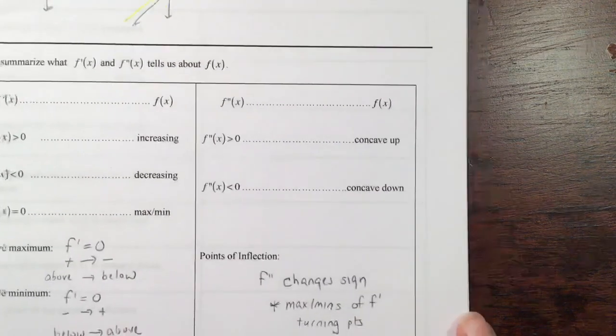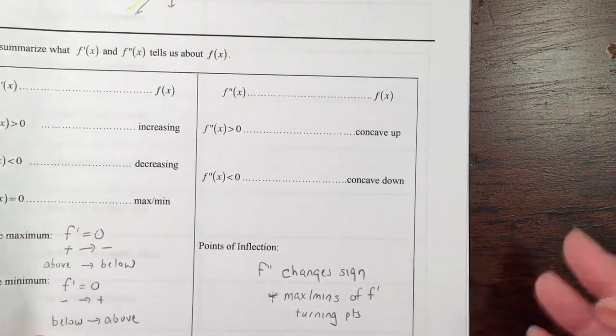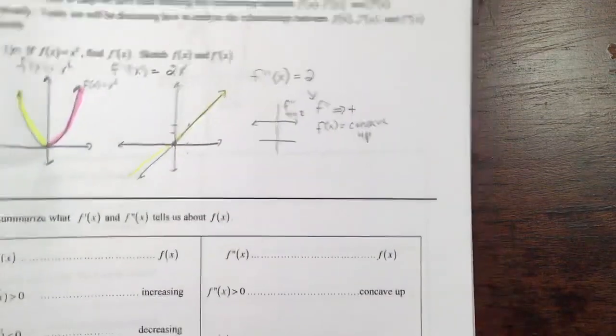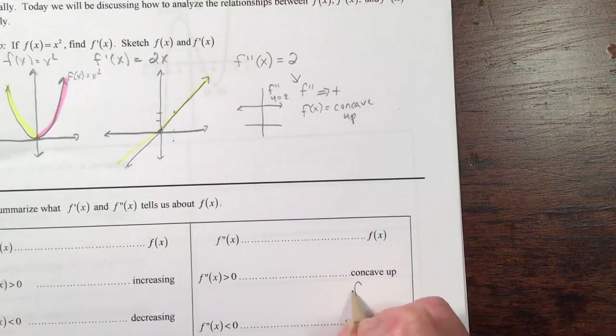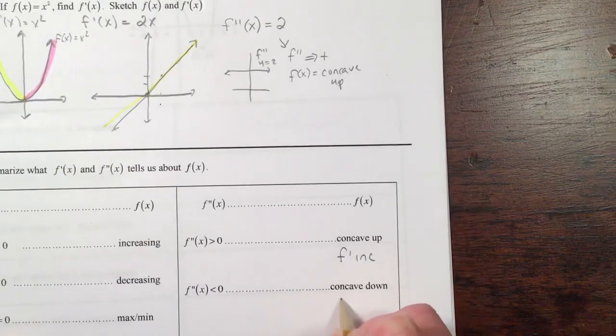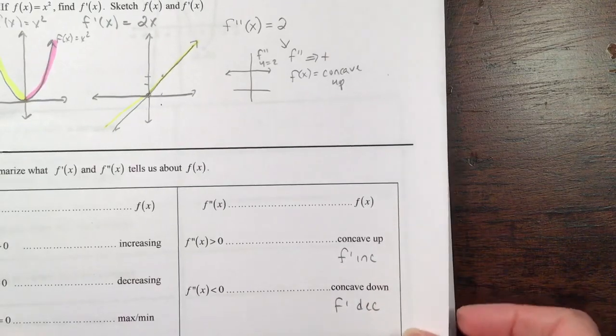And again, as we move through the lesson, I'll try to help you out with some of these things. One last little point here. When the second derivative is positive, that's when f prime is going to be increasing. And when the second derivative is negative, that's when f prime is going to be decreasing. This is if we're looking at the derivative itself.